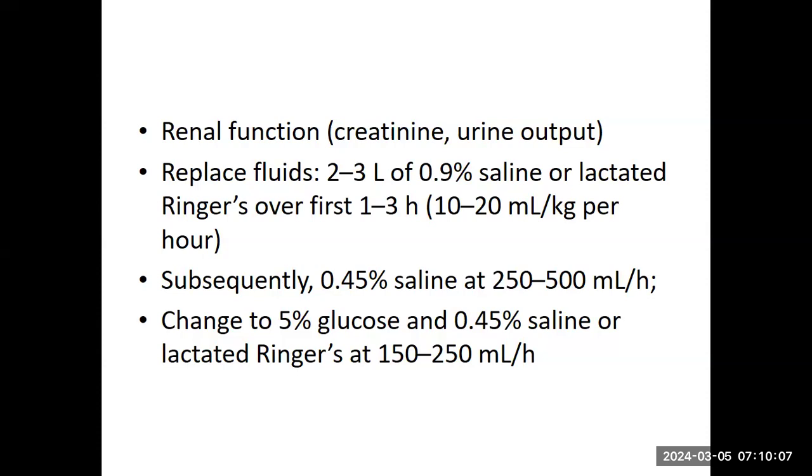Subsequently, 0.45% saline at 250 to 500 mL per hour should be given. This should continue until the sugar level is 250 milligrams per dL, then you change to 5% dextrose in 0.45% saline combination. Next slide.